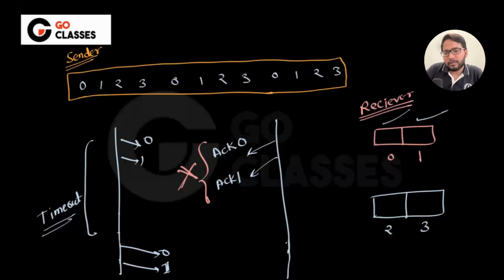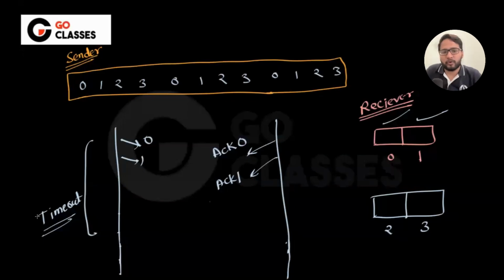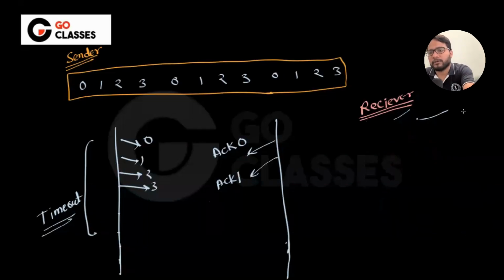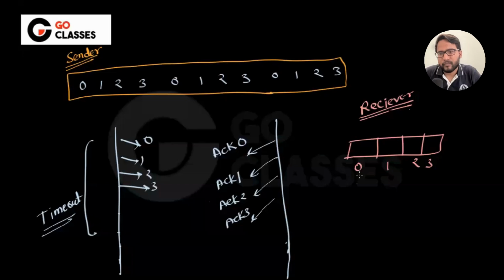Now, let's consider a case where all ACKs are lost, but instead of having 0, 1 in the window, interestingly, you are having 0, 1, 2, 3, which means you are sending 0, 1, 2, 3. Okay. So at the receiver, what are you waiting for? You are waiting for 0, 1, 2, 3. Once you receive all of these, you will be sending the acknowledgement for 0, 1, 2, 3. That's not an issue. You will say, okay, I have received this, right?